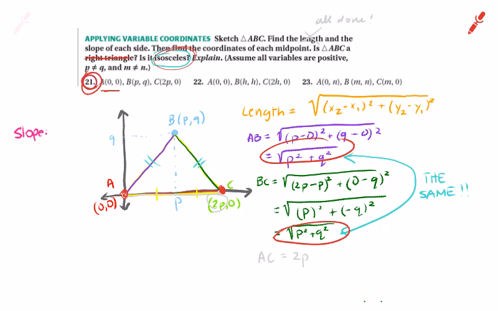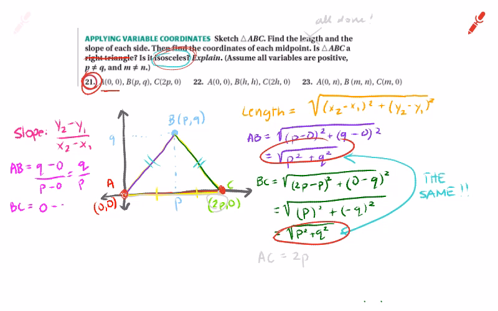So now we're going to do the slope, and we're going to use the formula for slope, which is y2 minus y1 over x2 minus x1. And for AB, the first one, we're going to do Q minus 0 because the Q is from B, the 0 is from A, then P minus 0, same as before. Simplify it, and we get Q over P.